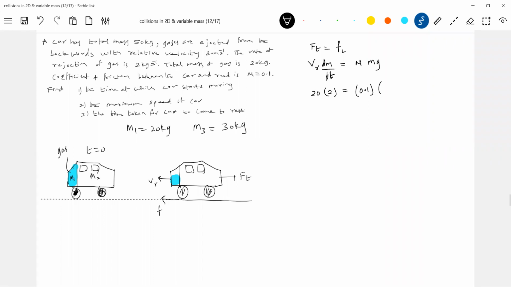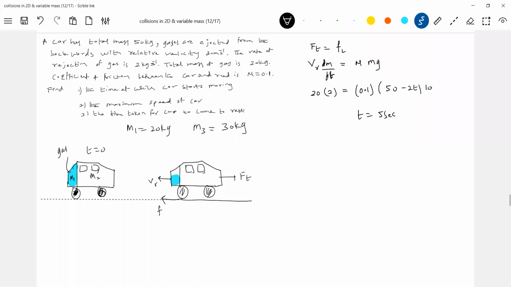So what was the initial mass? 50. And at what rate is the fuel burnt? For every 1 second, 2 kg. So minus 2 into t, into 10. I'll calculate this. The time will be 5 seconds.